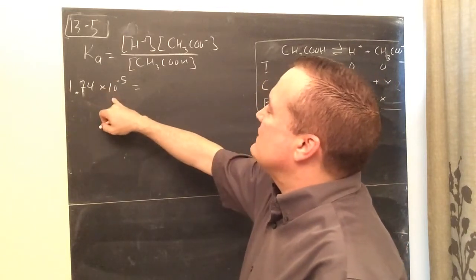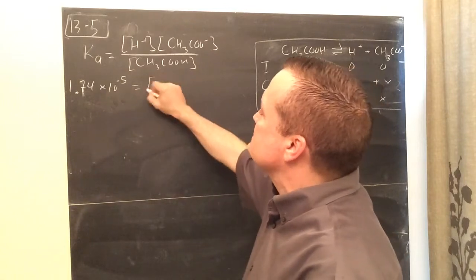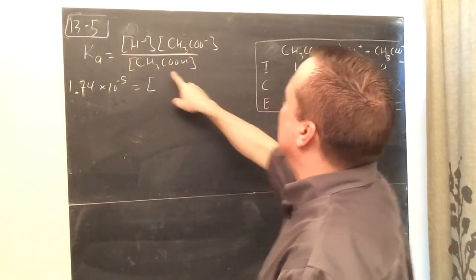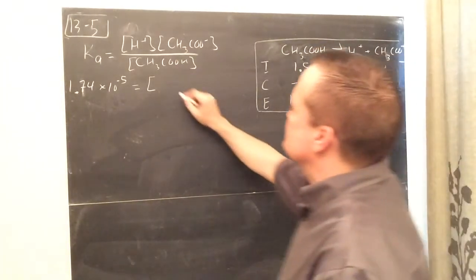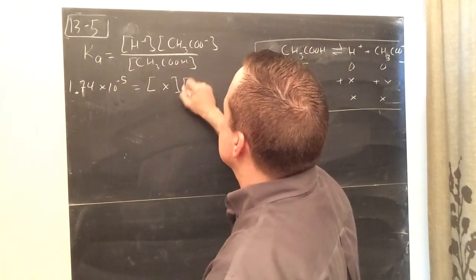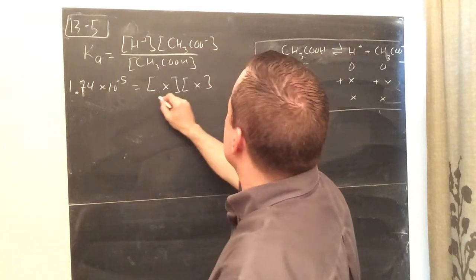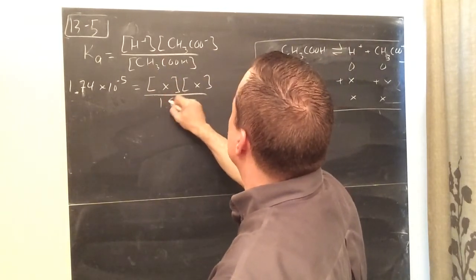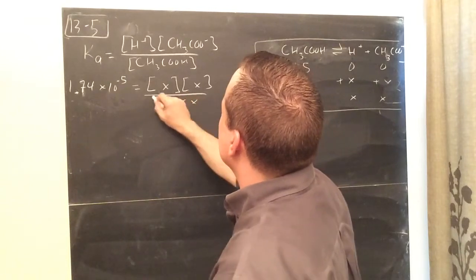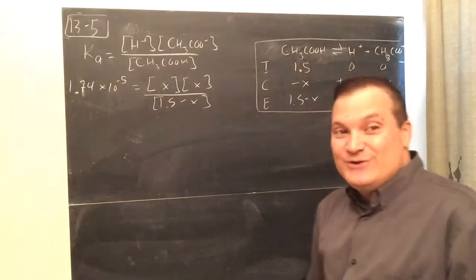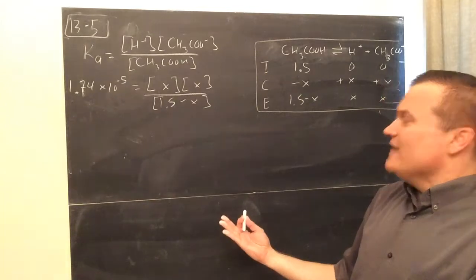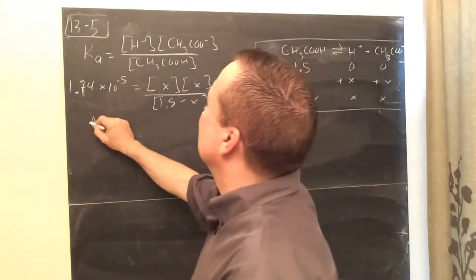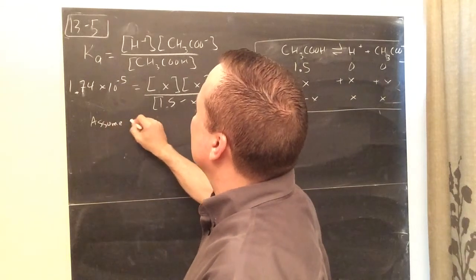So 1.74 times 10 to the negative 5 equals H plus at equilibrium, which is X, times CH3COO negative, which is also X, over the acetic acid, 1.5 minus X. And yes, you get to do the same thing. Yuck, I hate that math. Okay, assume x is negligible. What a great thing we can do this.